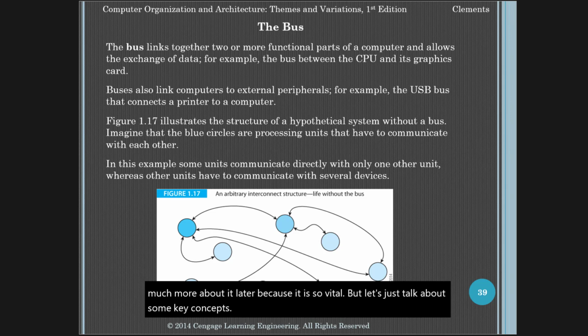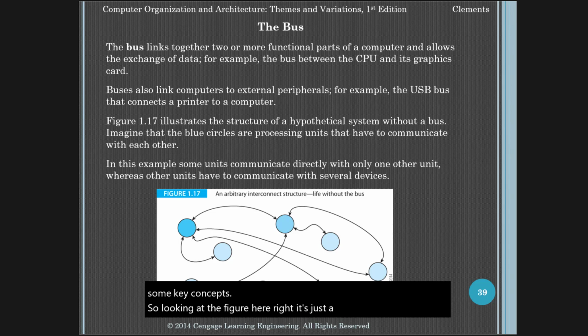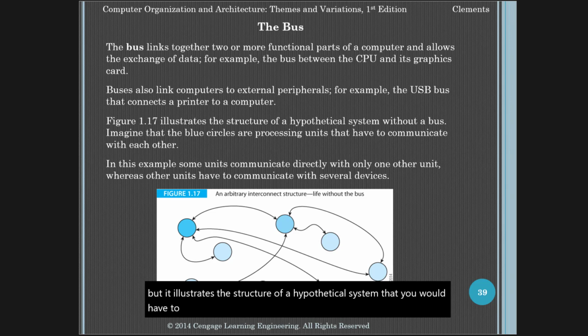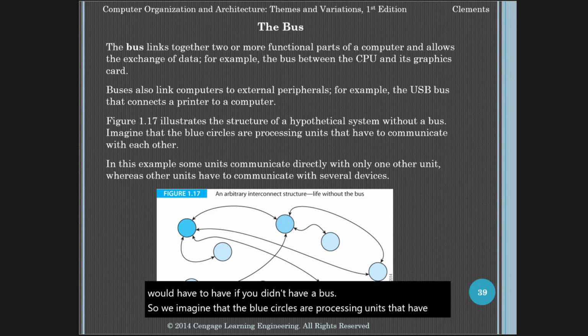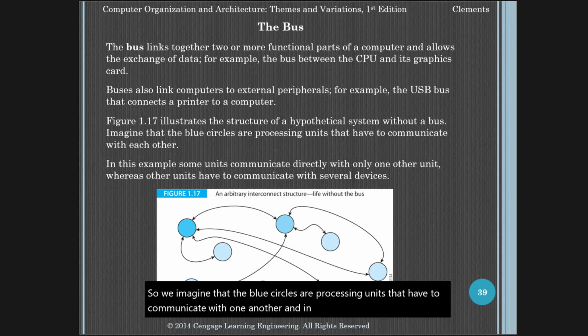So looking at the figure here, it's just a bunch of circles and lines, but it illustrates the structure of a hypothetical system that you would have to have if you didn't have a bus. So we imagine that the blue circles are processing units that have to communicate with one another. And in this example, some units connect directly to one another, whereas other units have to communicate with several devices. But you can see these connections are complex and they're messy and they're redundant. And ultimately, this kind of design would be fairly slow.